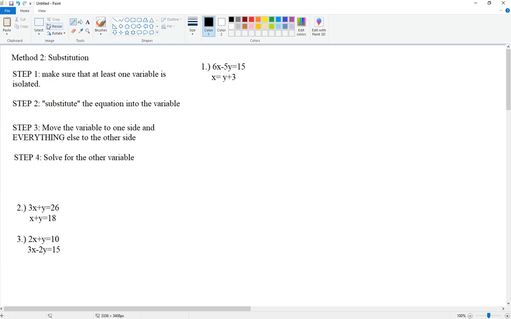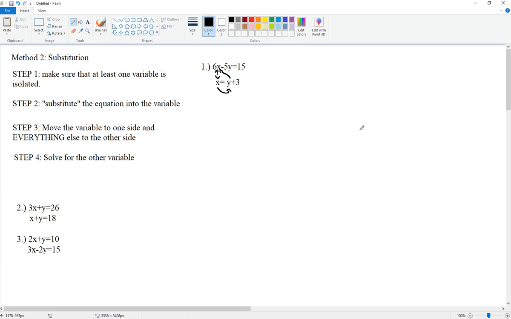Step 2, I need to substitute the equation into the variable. This is what that means. If I'm trying to figure out where the two are equal, then I can assume these two x's are equal. This x is equal to y plus 3, right? That means I can put y plus 3 into that x, and it shouldn't make a difference, because if they're all equal, then switching them out shouldn't make a difference.